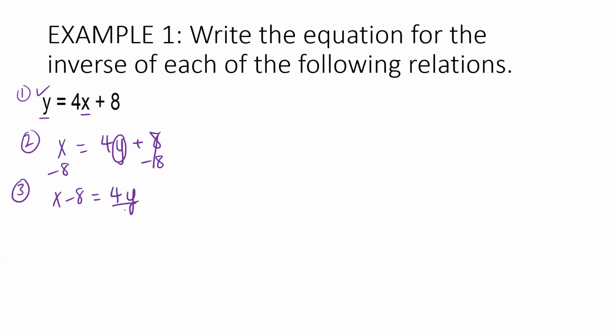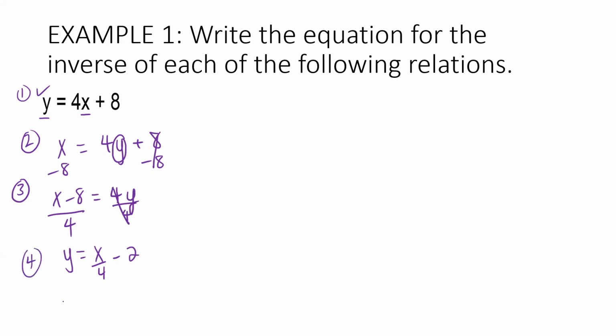Y is still not by itself, so I'm going to divide by 4, divide by 4, and now we've gotten y by itself. We get y equals x over 4 minus 2. Why is that? X over 4 doesn't simplify, but 8 over 4 does, down to 2. Okay, so now y is by itself.